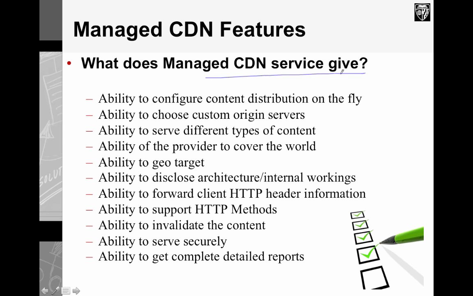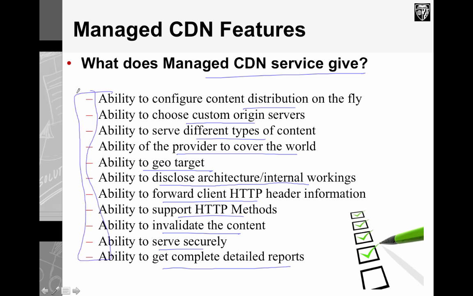Let's look at that. Well, it should be the ability to configure content distribution on the fly, choose custom origin servers, choose different types of content, be able to have coverage for the world, ability to geo-target, ability to disclose architecture internal workings. So how much do the providers disclose their architecture, forward client HTTP header information, support HTTP methods, invalidate the content, serve securely, get complete detailed reports. So there's a lot of requirements that I'm posing over here for a cloud CDN provider or a managed CDN provider. Let's look at these requirements in detail.